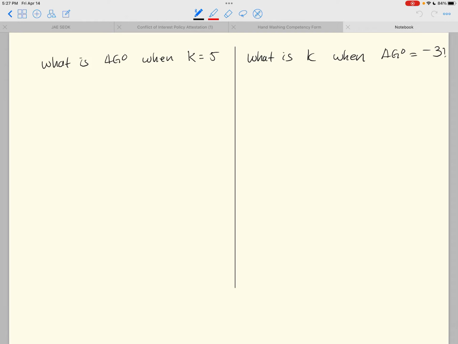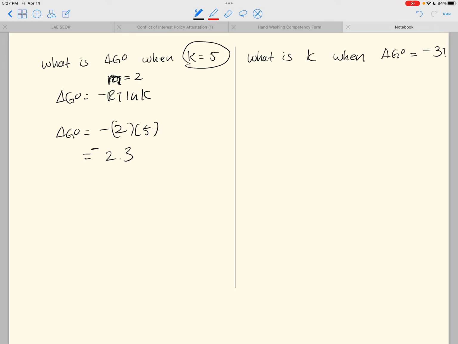And so if I plug in a number, right? Delta G naught equals negative RT ln K. And for our example, let's just say RT is equal to 2. Okay? So delta G naught equals negative 2 times ln 5, which is negative 2.3. And so here, K says I have more product than reactant, and since delta G naught is negative, it tells me I have more product than reactant.